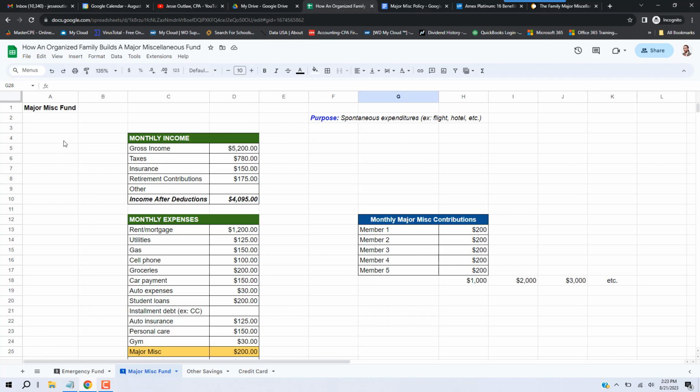Okay, the topic of discussion today is the Major Miscellaneous Fund. I'm going to talk a little bit about our family Major Miscellaneous Fund, what it is, how it works, and so on and so forth. So first and foremost, what is a major miscellaneous fund?